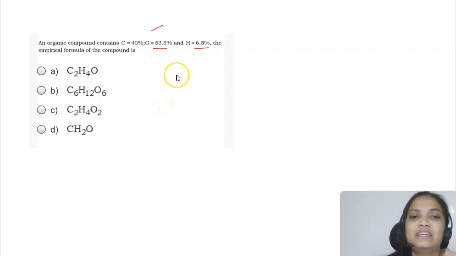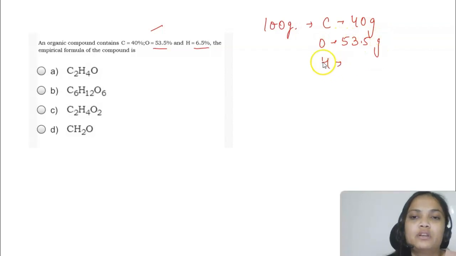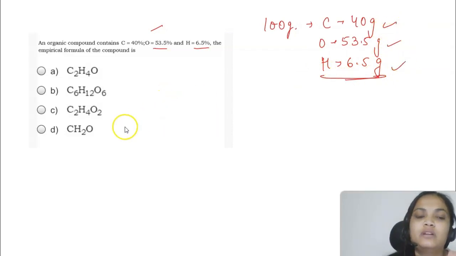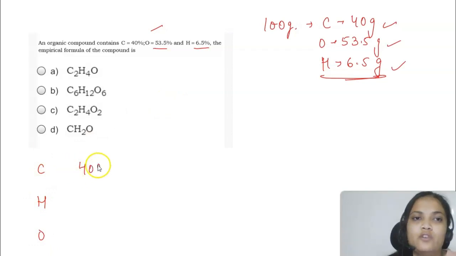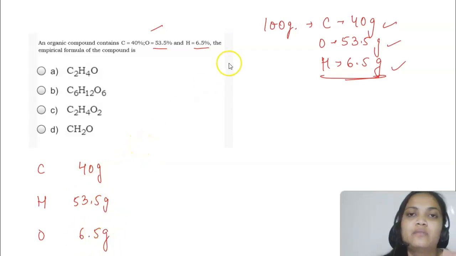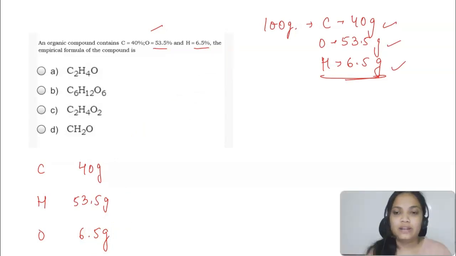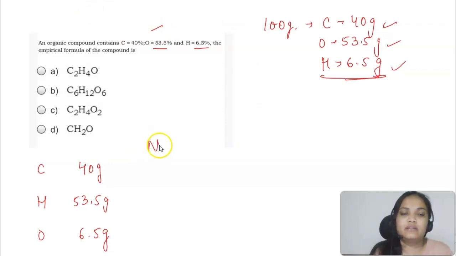And this we have done many a times, that if you have 100 grams of the compound, so according to the given question, carbon is 40 grams, oxygen is 53.5 grams, and hydrogen is 6.5 grams, right? So this is the amount, and from here now I can find out the number of moles. Firstly, I'll write the amount, which is 40, 53.5 and 6.5. Now I will divide it with their atomic masses. Okay, so now in the table I will say here the number of moles.